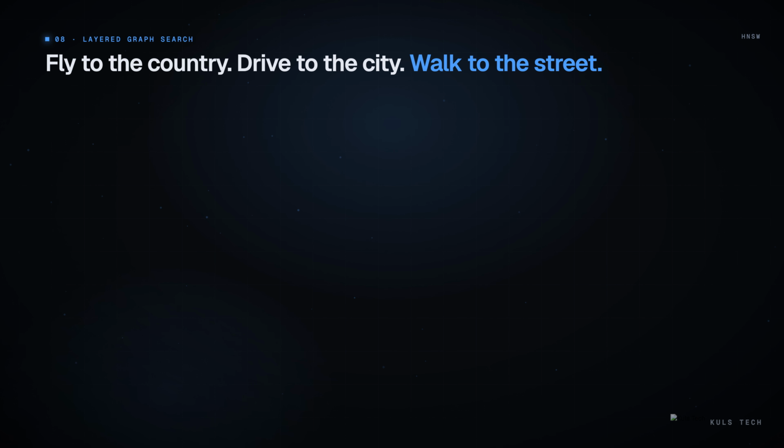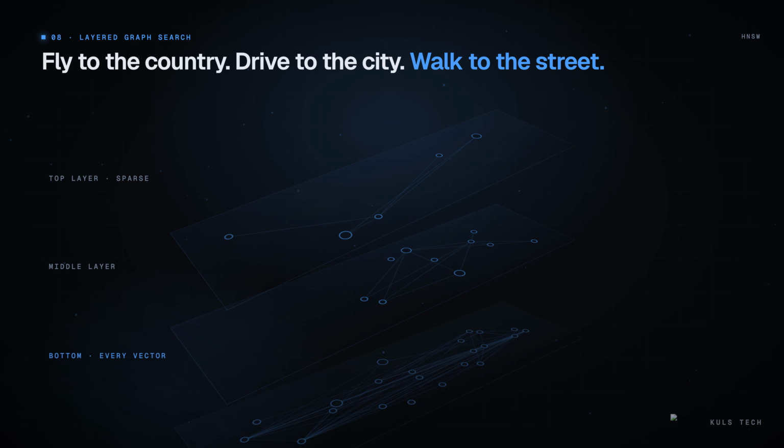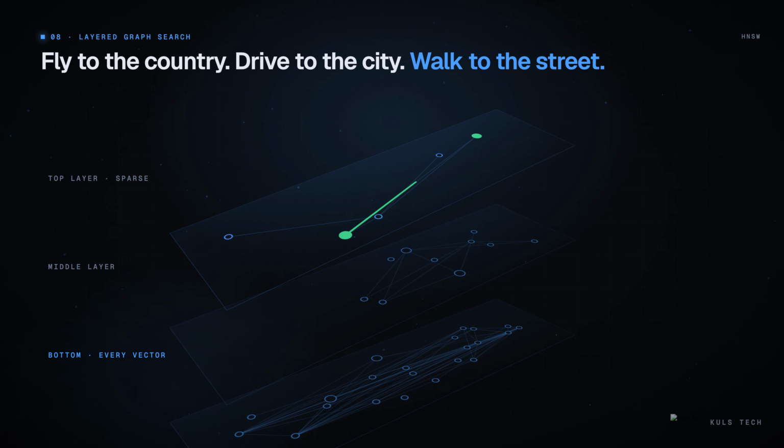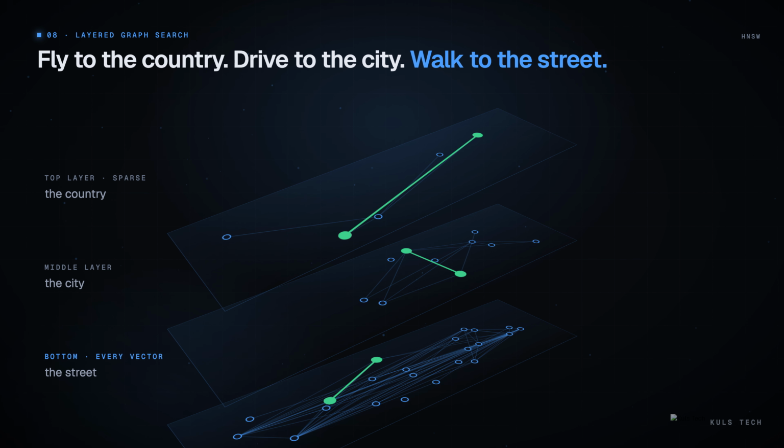So how do they pull that off? The most common approach builds a graph in layers. The top layer is sparse, just a few points, spread far apart so you can cross the whole space in a couple of big jumps. Underneath it, more points. And at the bottom, everything. You enter at the top, jump toward whatever's closest, drop down a layer, jump again, and keep going until you're in the right neighborhood. It's like flying to the right country, then driving to the right city, then walking to the right street. A handful of hops instead of 10 million comparisons.